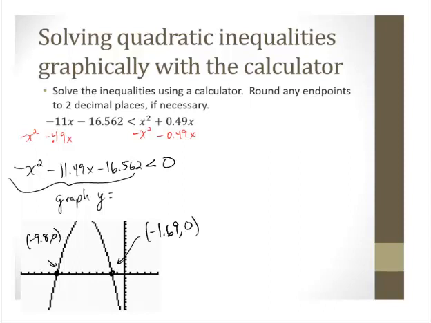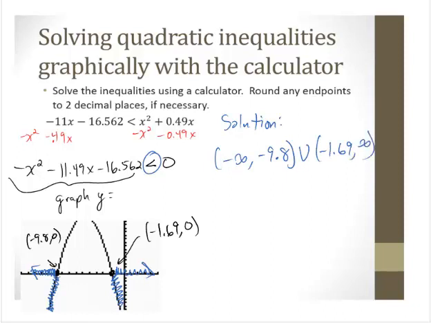Now, we were solving negative x squared minus 11.49x minus 16.562 is less than 0. So that would be this part of the quadratic function, and this part of the quadratic function. Smashing those to the x-axis, it would be this part of the interval and this part. So then the solution would be negative infinity, comma, negative 9.8, union, negative 1.69, comma, infinity.